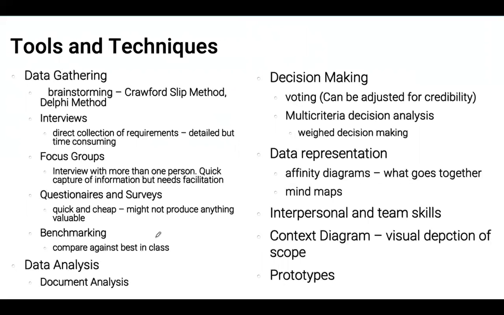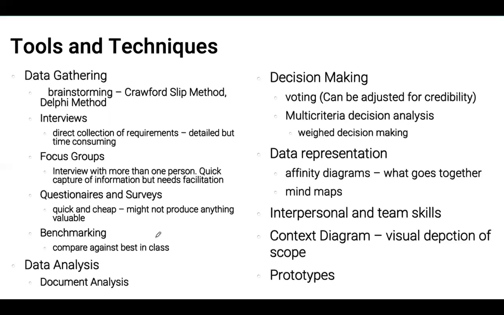Useful for brainstorming to not talk before everybody had an opportunity to write down their ideas, because as soon as somebody talks, they might frame the discussion towards a particular direction, which might minimize the amount of useful ideas produced. Interviews for direct collection of requirements, focus groups for a kind of direct collection of requirements of high volume, because you're going to interview a lot of people at the same time. Questionnaires and surveys are quick and cheap, but they mightn't be as clear cut in terms of their data quality, might not produce anything valuable.